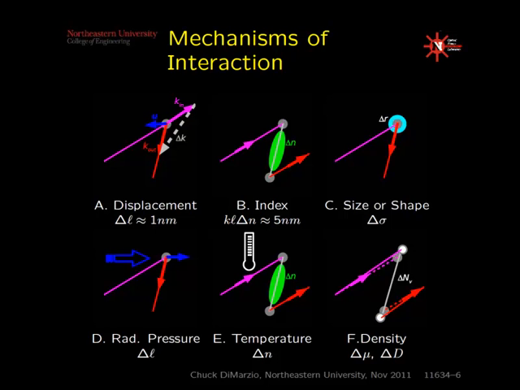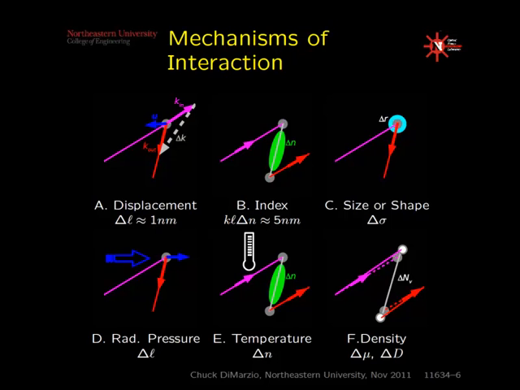Other options that are probably less important: size or shape of the scattering particles. For example, if you have microbubbles as an ultrasound contrast agent, those will physically change size and will therefore change their scattering coefficient. So there's a delta sigma effect which will actually make a change in the amplitude of the light that's scattered along that particular path.